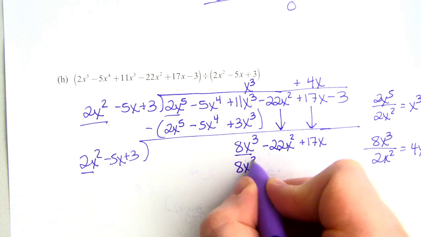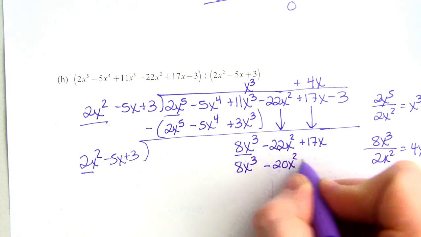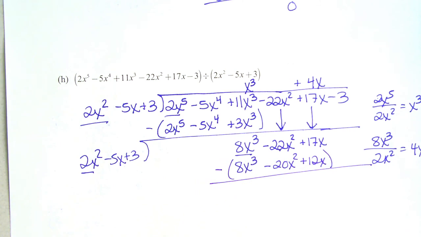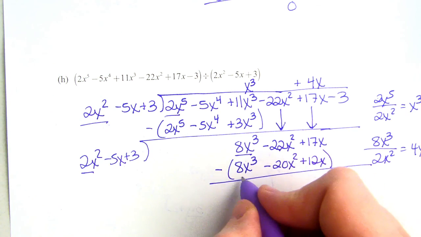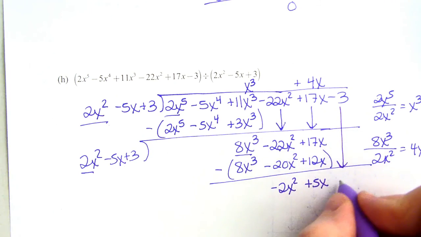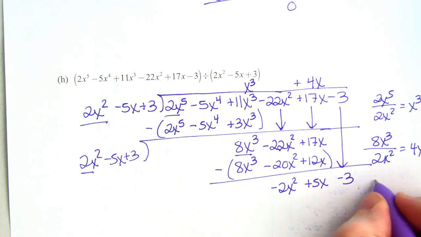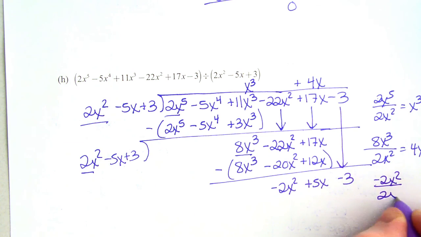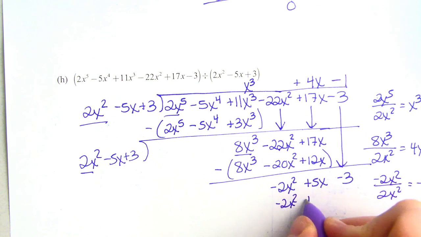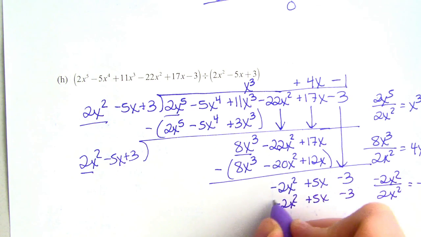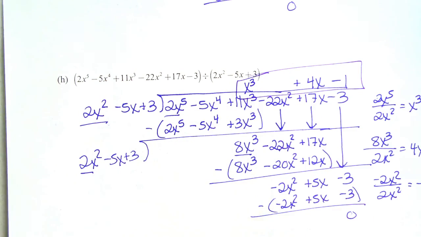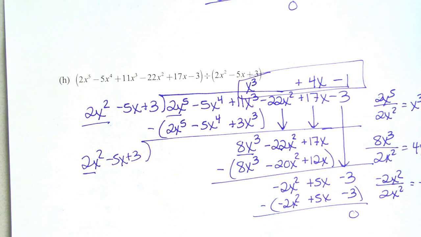Multiply. 8x cubed minus 20x squared plus 12x. Parentheses, and we're going to subtract. Gone. Negative 2x squared plus 5x, and then a minus 3. One more round. Negative 2x squared divided by 2x squared gives me negative 1. Negative 2x squared plus 5x minus 3. Everything's gone. Your answer is x cubed plus 4x minus 1.